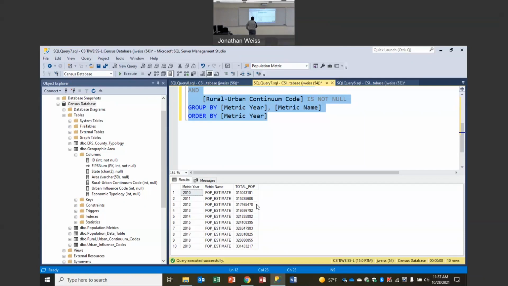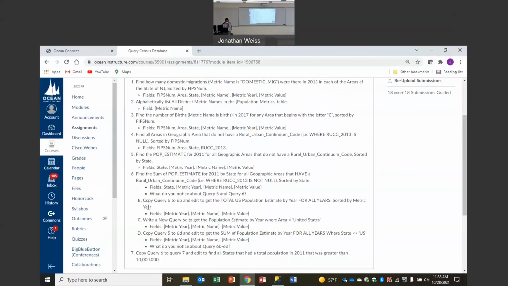Okay. Any questions on that? Or any comments? So when we add up the components, we got a higher total than if we just looked at the population of the United States that they put in the database. That was for query 6B, which gave us a higher total than query 6C.